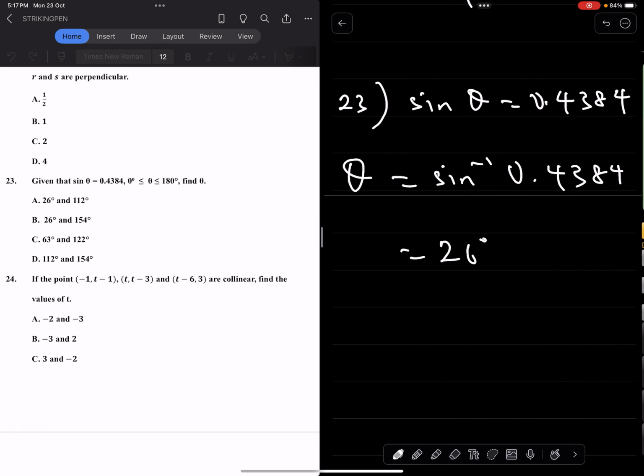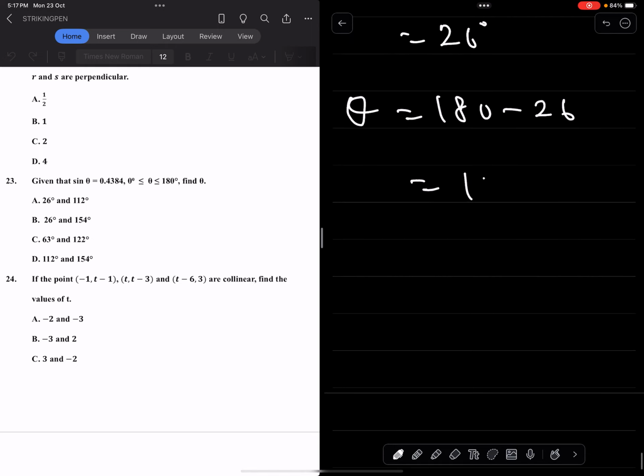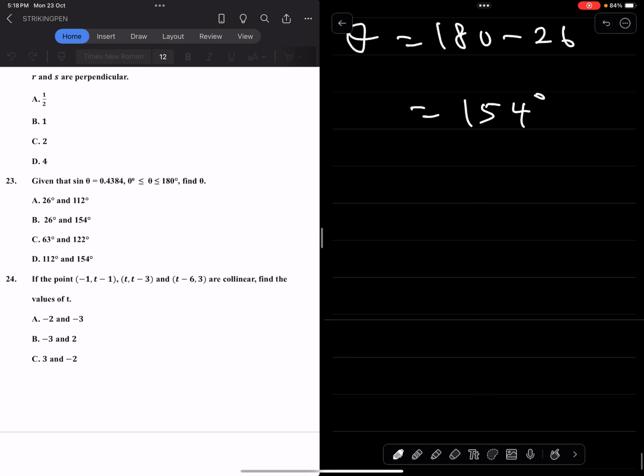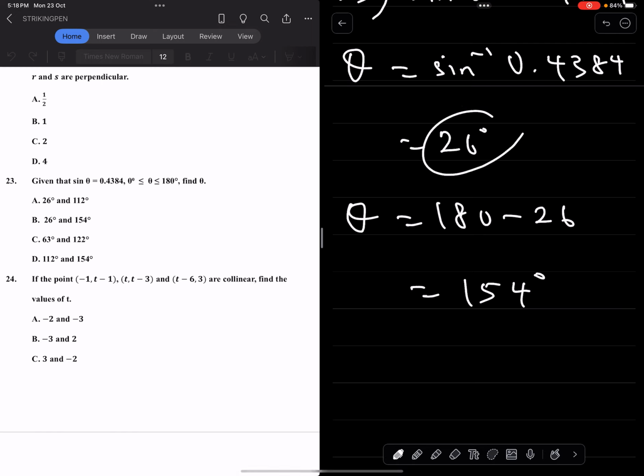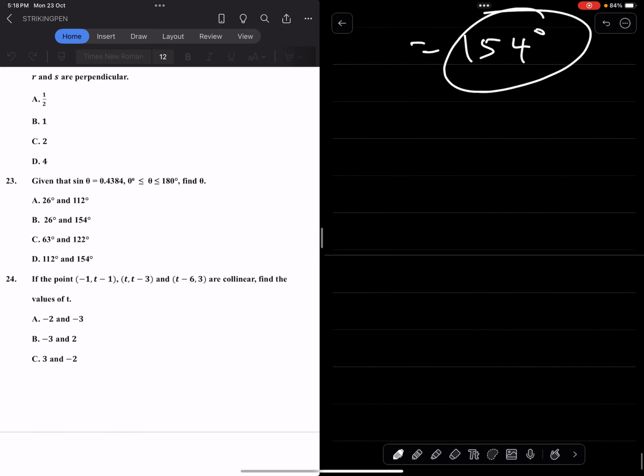Now, if that's it in the first quadrant, in the second quadrant theta is going to be equal to 180 minus 26, and that's 154 degrees. So theta equals 26 degrees and 154 degrees. And the correct option is B.